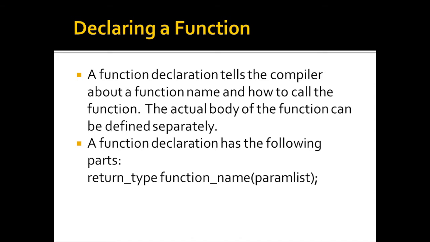Declaring a function. A function declaration tells the compiler about the function name and how to call the function. The actual body of the function can be defined separately. A function declaration has the following parts: return type, followed by the function name and parameter list. So it's just like an empty function.